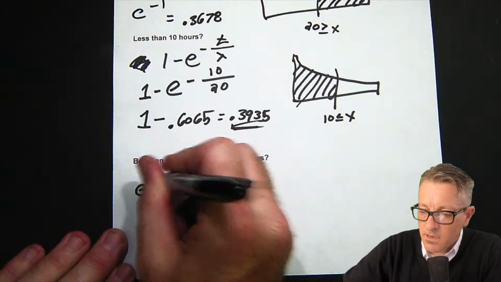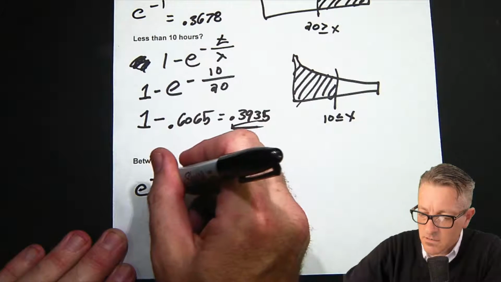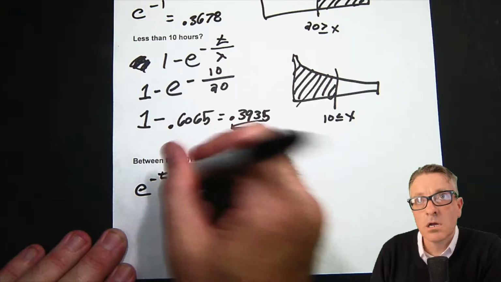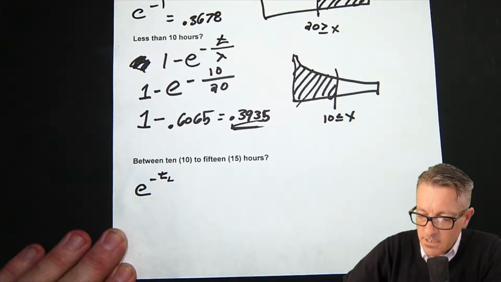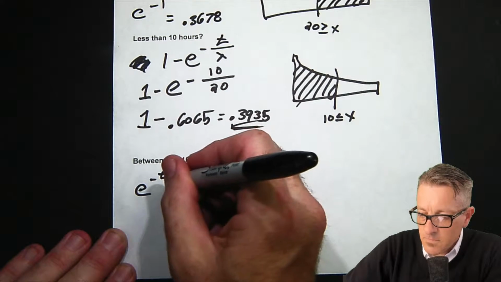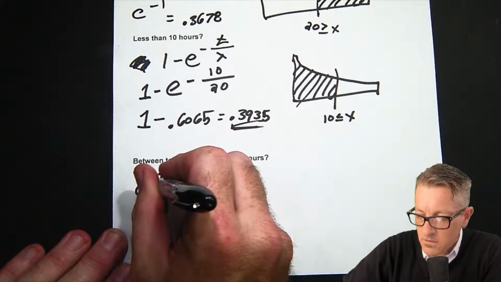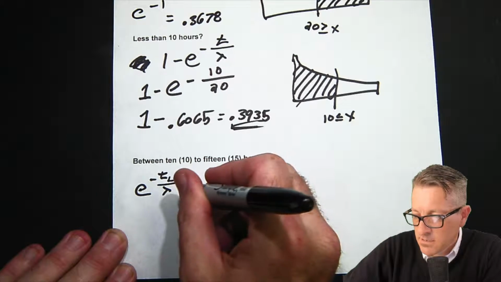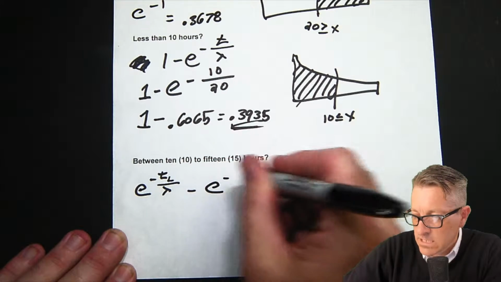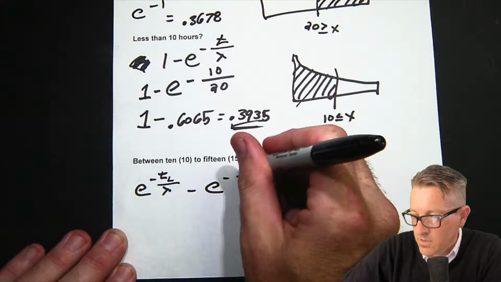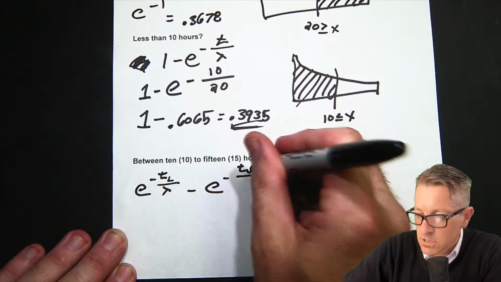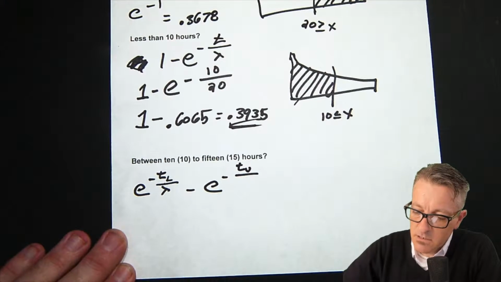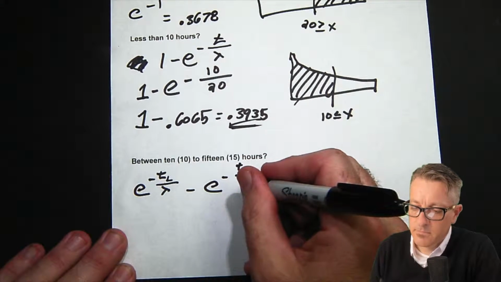negative t, and I'm going to put a little l for the lower limit, over lambda, subtract e negative t, and then put a little u representing the upper limit, over lambda.